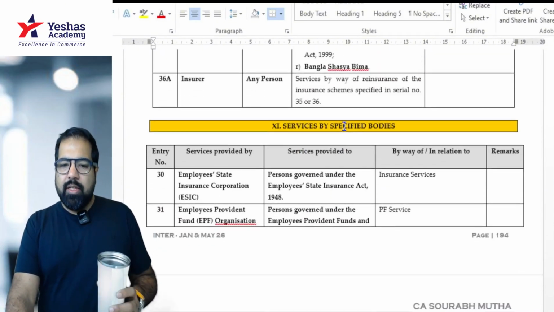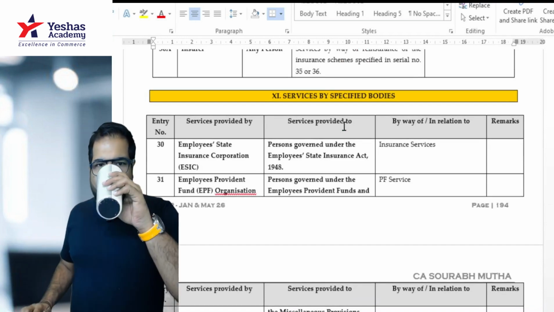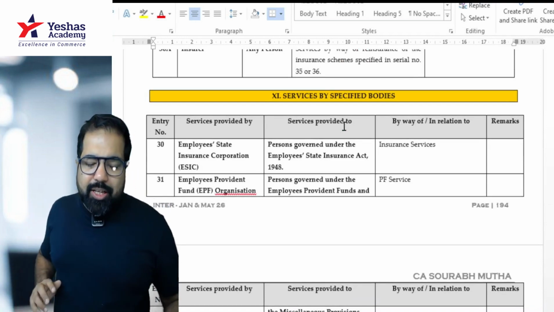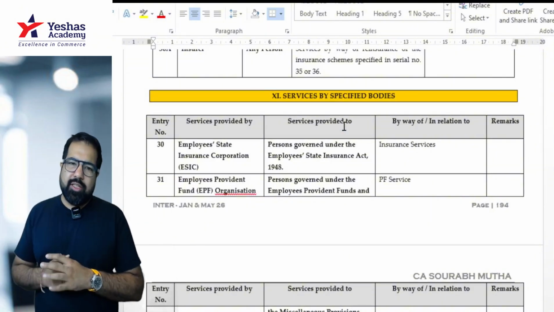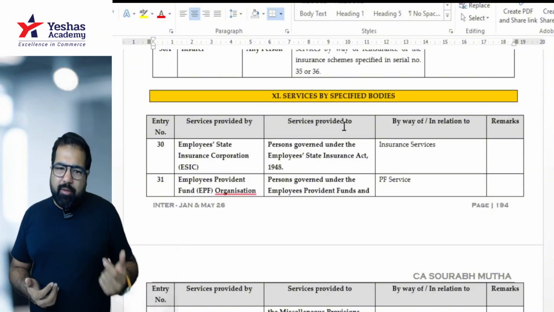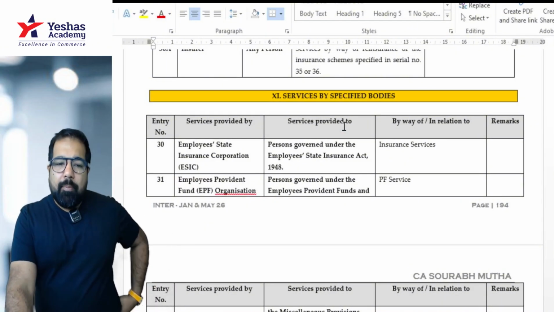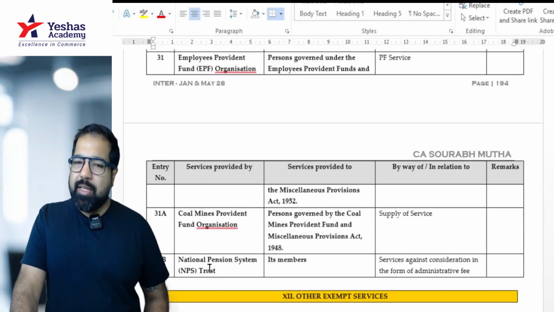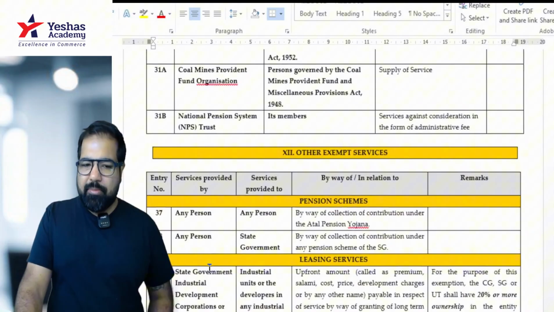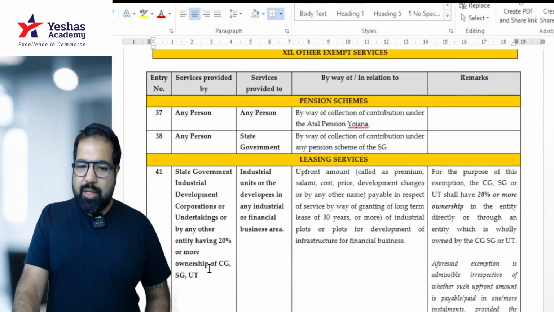We move ahead. Services by specified bodies. Here I just want to tell you that now RBI, SEBI and IRDA, when they provide services, are subject to GST. So they are like any body, they will be subject to GST. But pension scheme, provident fund scheme, coal mine provident scheme and NPS, guys, they provide services, and this is still exempt.